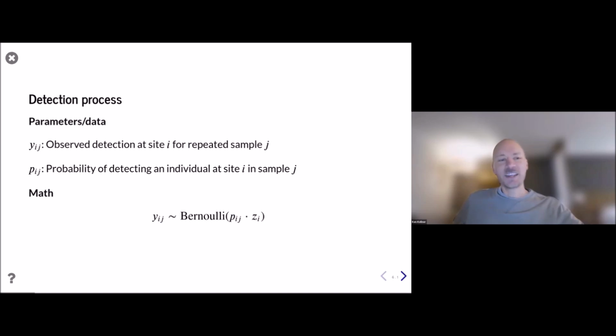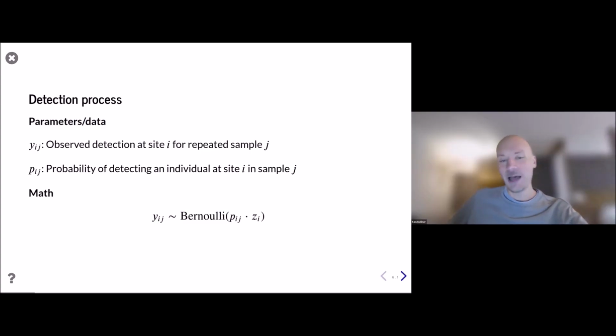So for the detection process, the key components are, first of all, the observed data, which is detection, non-detection data for site I at repeated sample j. So typically we have more than one site and more than one repeated sample per site. And again, these data are going to be zeros if we don't detect the species and ones if we do. And then we also have a corresponding probability of detecting a species. That should say a species, not an individual, at site I and sample j. The probability of detection could be constant across all sites, or it could vary.